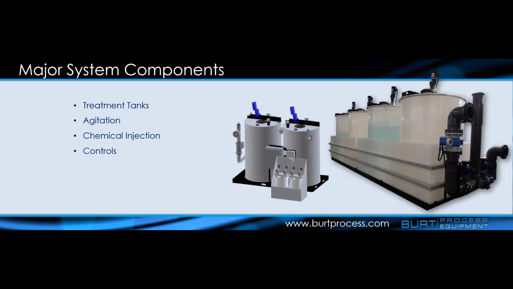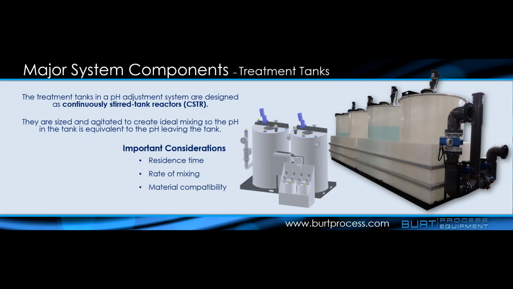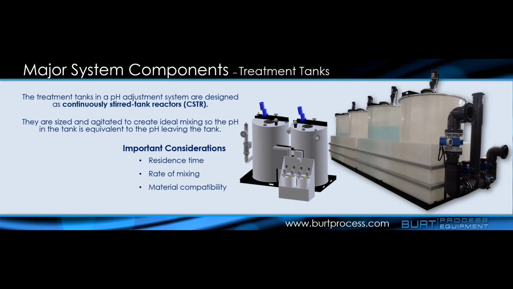Regardless of the type of treatment design used, whether it be flow-through, batch, or hybrid, all these systems have certain major components: treatment tanks, agitation, chemical injection controls, instrumentation, as well as effluent monitoring. You can see some examples here on the screen of a standard dual stage. This is a 4-stage system with containment. This is really done more for room than out of any need to go to a 4-stage style system. The treatment tank is the heart of the pH treatment system.